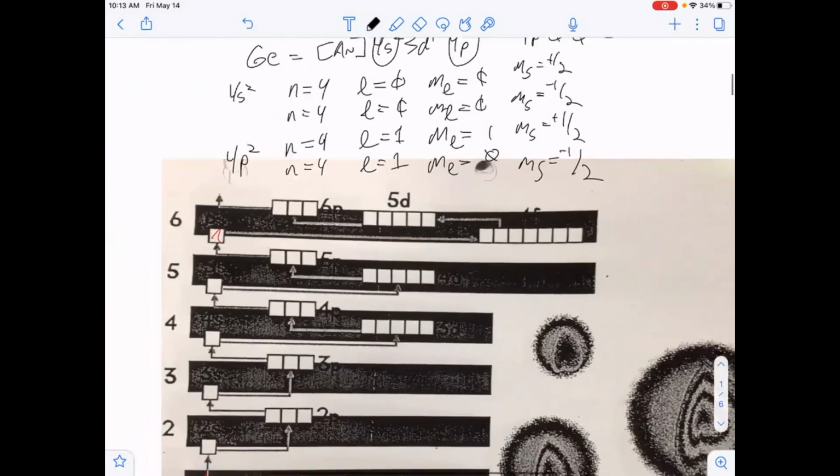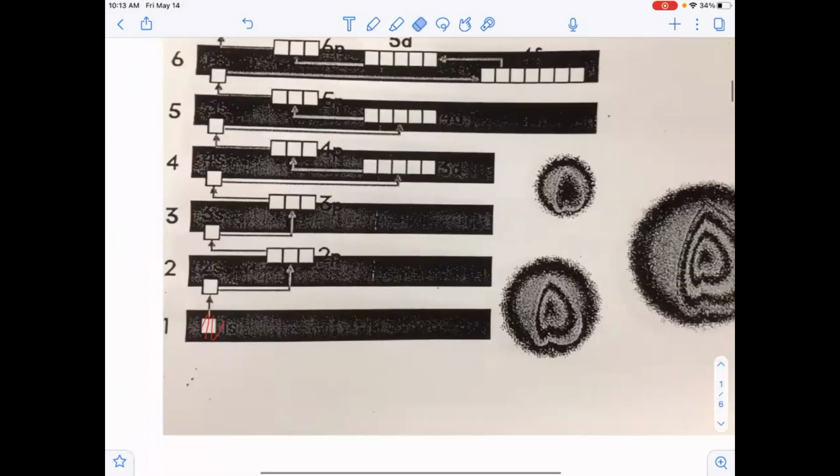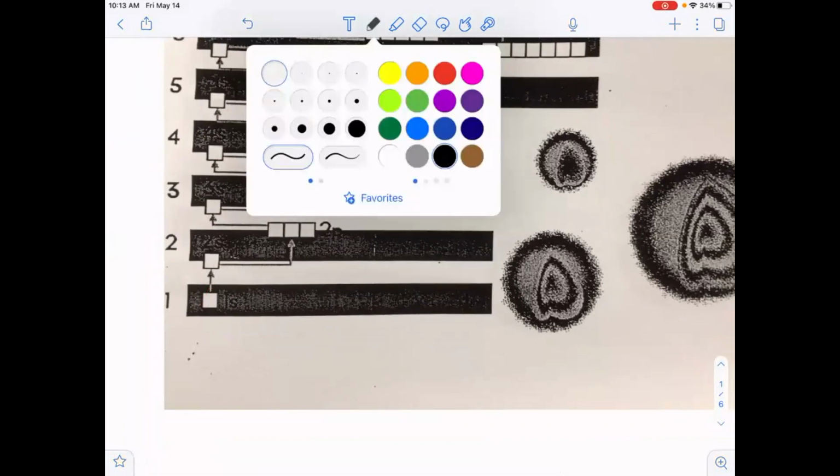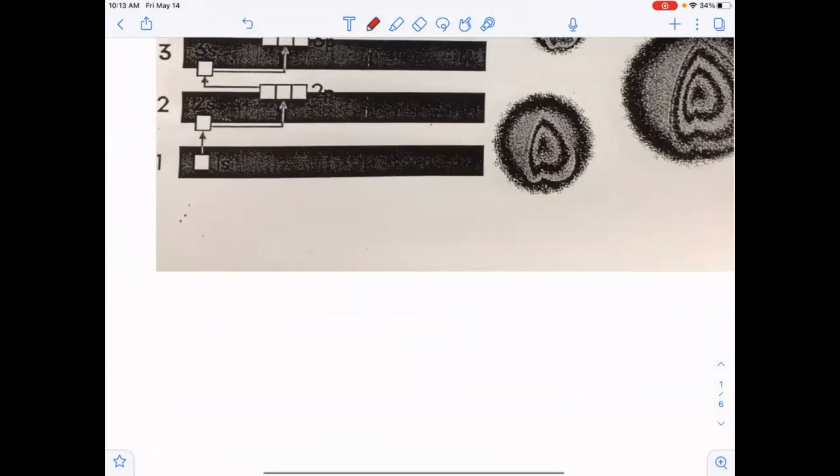Alrighty, there's one last thing to learn, and then we're going to start our next unit. In quantum mechanics, we have to learn excited state, ground state, and impossible state. A good one to do this with is lithium. Lithium is 1s2, 2s1.